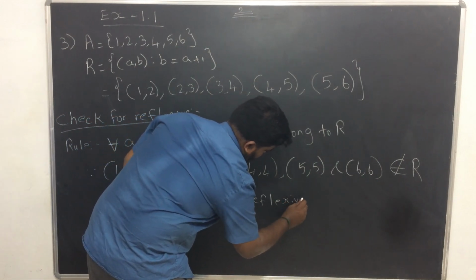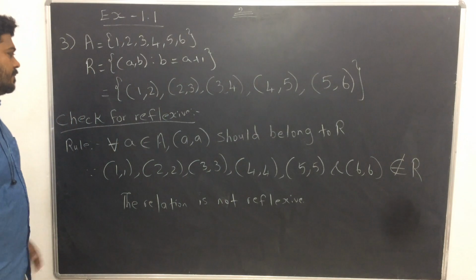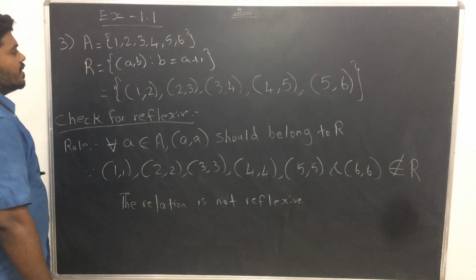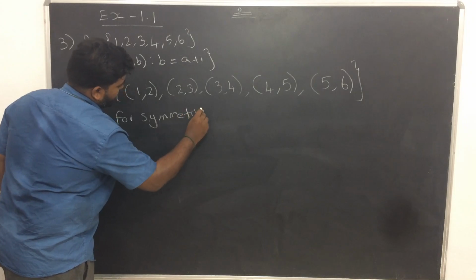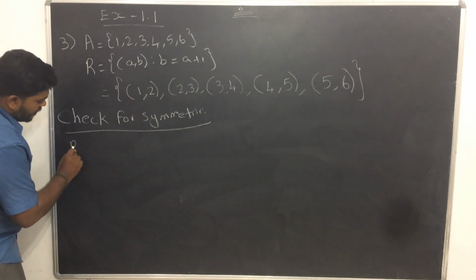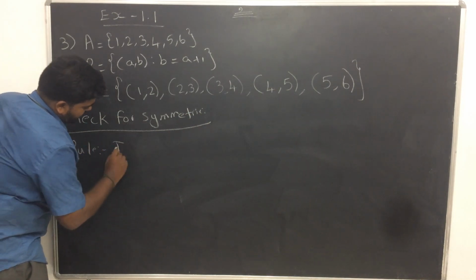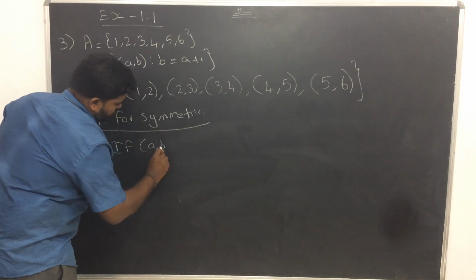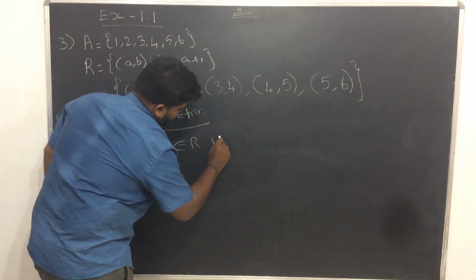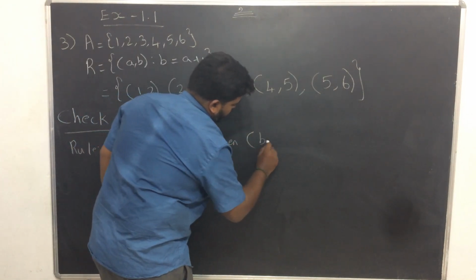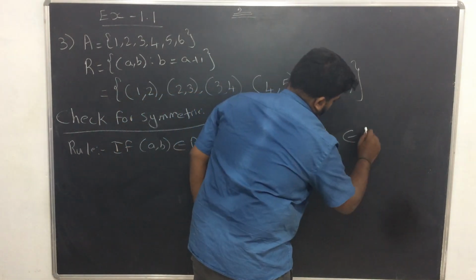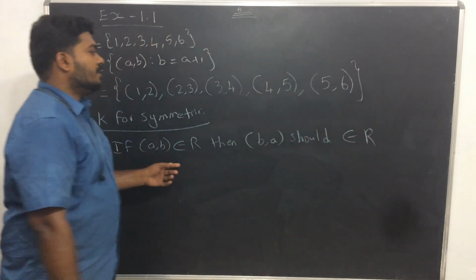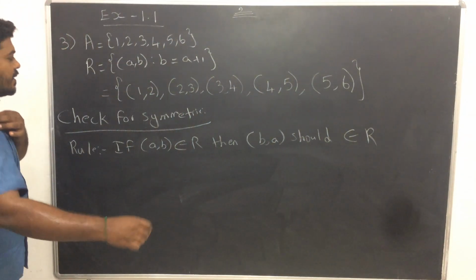Right? So this is very simple, right? Then, moving on to symmetry. Check for symmetry. So what is the rule for a relation to be symmetric? The rule is, if A comma B belongs to R, then B comma A should belong to R. So this is the rule for any relation to be symmetric.